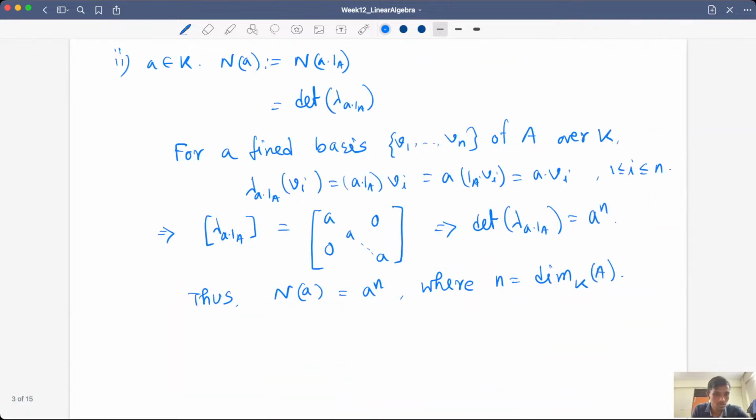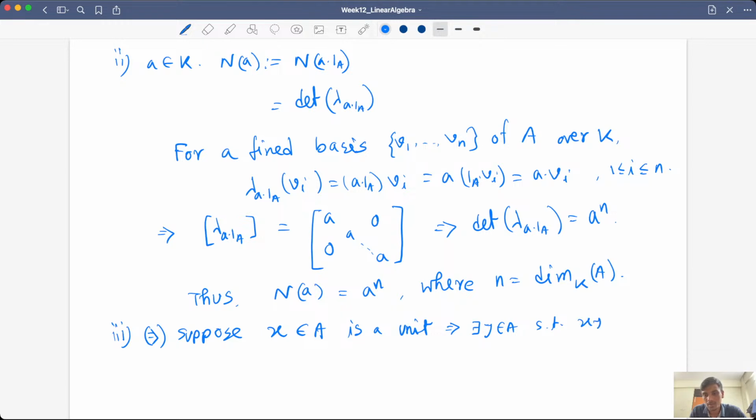Let's prove the forward part first. Suppose x is a unit. What will this imply? This will imply that there exists y belonging to A such that xy equals yx equals 1. It is enough for me to consider only xy equal to 1.